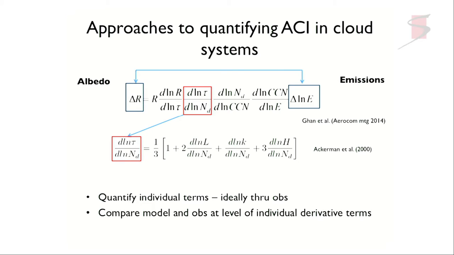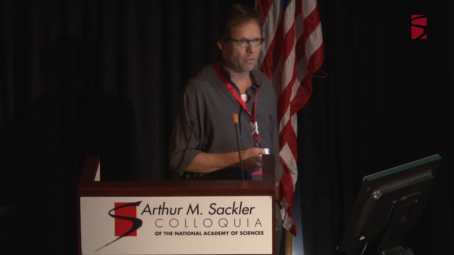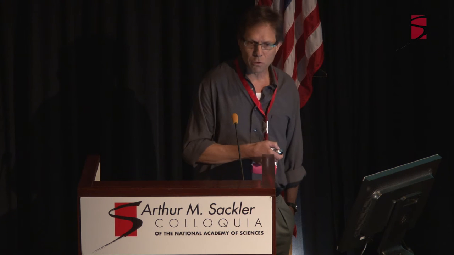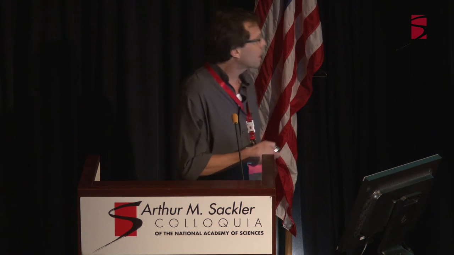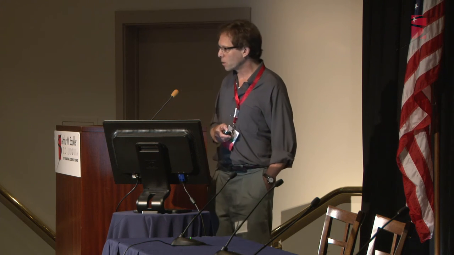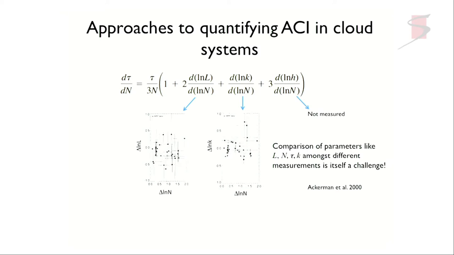And what we try to do here is quantify the individual terms, ideally through observations, and we compare models and observations at the level of these individual derivative terms. And we've done this quite a lot over the last decades. But of course, we could take each one of these terms and expand that further. And very quickly, you get down into the weeds. And this is very much the Darwinian approach. It's a complex system. It's full of contingencies. And we dig deeper and deeper because it matters. An example, just trying to quantify that, from Andy Ackerman's work. Here is pretty much the same expression I showed you on the previous slide.